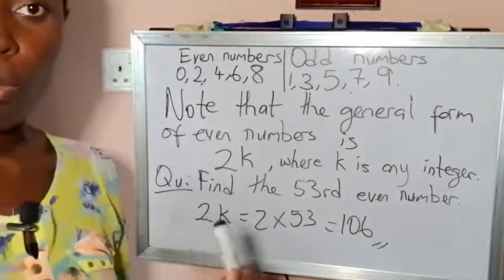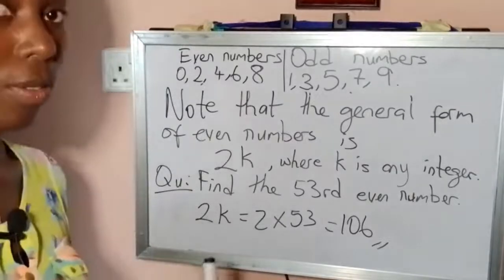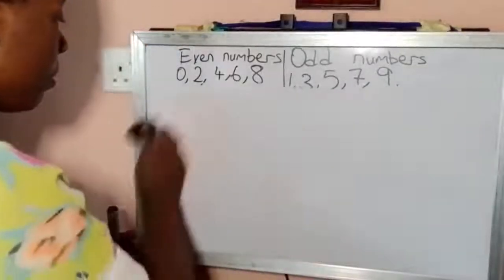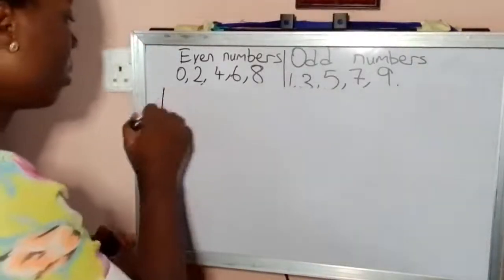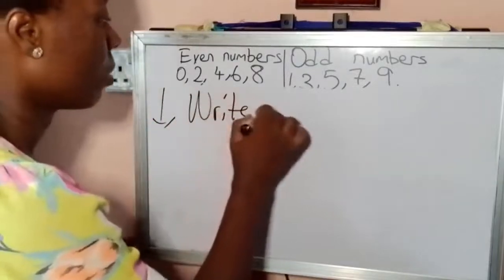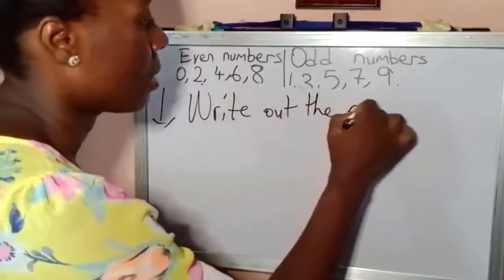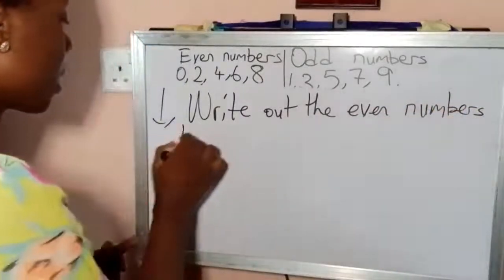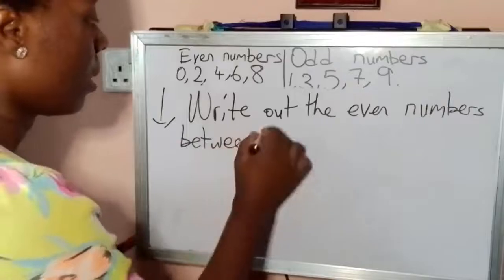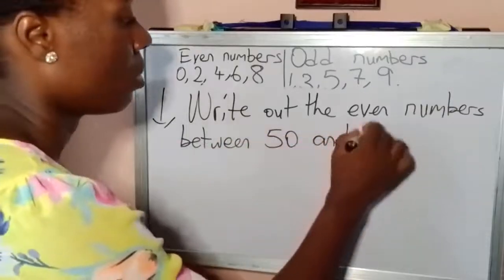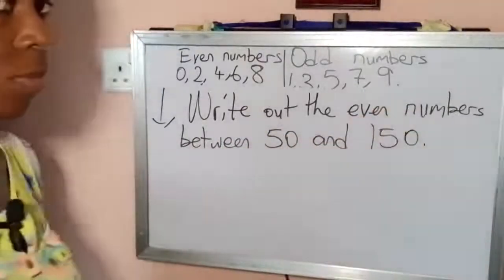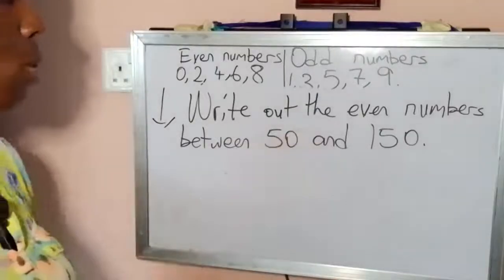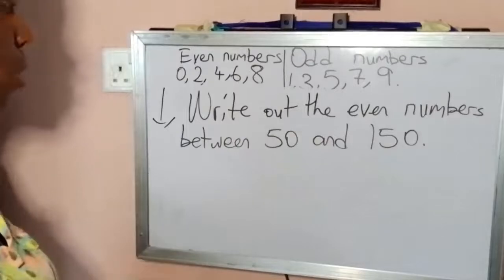I'll leave you with some work to do to see how well you have understood the topic. Question 1. Write out the even numbers between 50 and 150. Note that these are even numbers. What are the even numbers between 50 and 150?